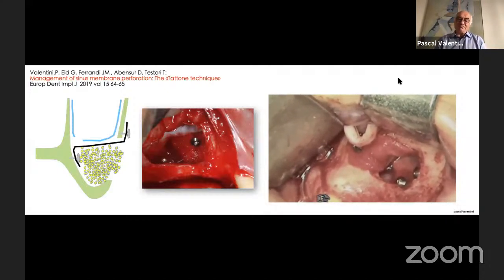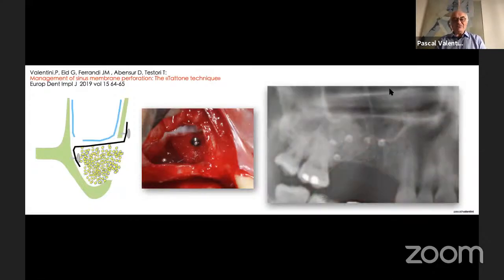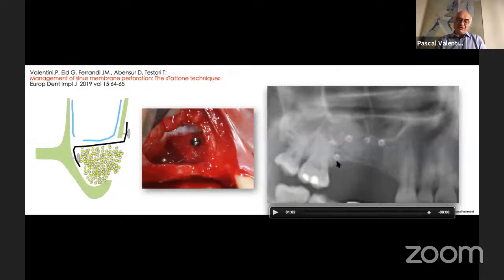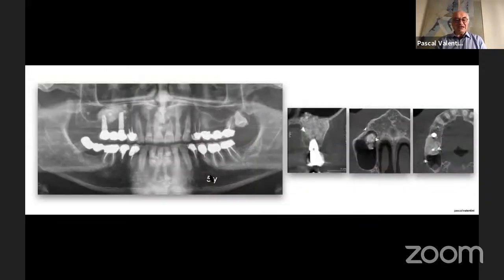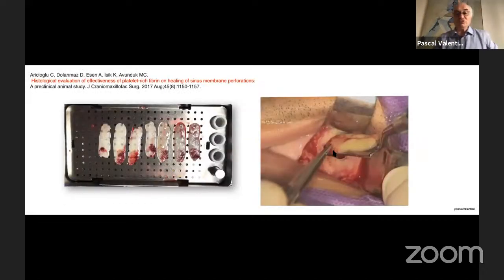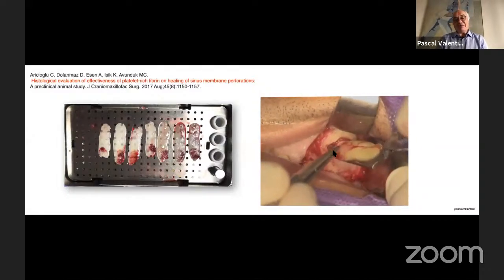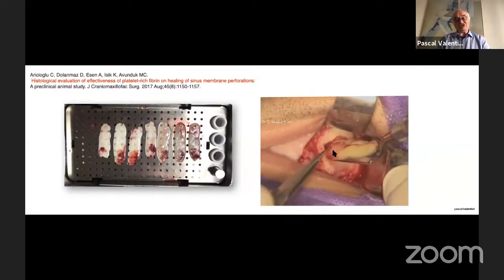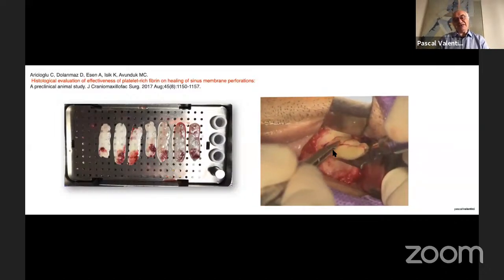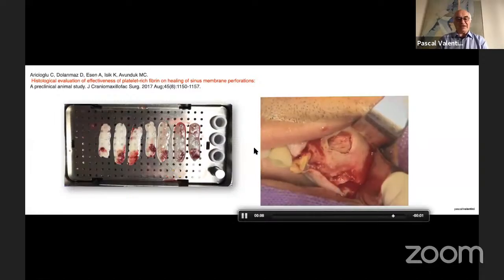This is the outcome. And now, if we look at the X-ray, this is the post-op X-ray, and this is the 5-year outcome. This is another case here. After 5 years, you can see here on the CBCT, we have the pins within the medial wall. Of course, it is possible also to seal the perforation using PRF membranes, but the risk is the membrane is very mobile and it can move away from the perforation. So it is much, much less predictable than the stabilized collagen membrane.